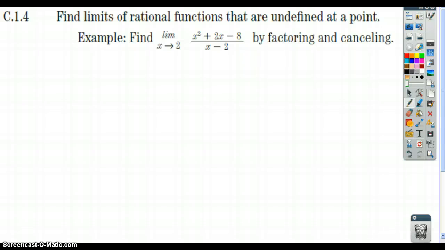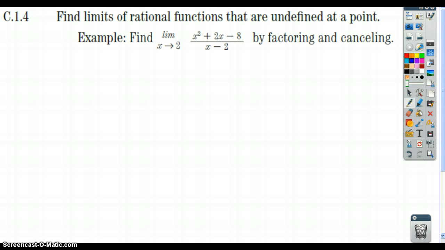Okay, next in line, C.1.4, find limits of rational functions that are undefined at a point. For example, find the limit as x approaches 2 of our friendly function here, x squared plus 2x minus 8, all divided by x minus 2, by factoring and canceling.